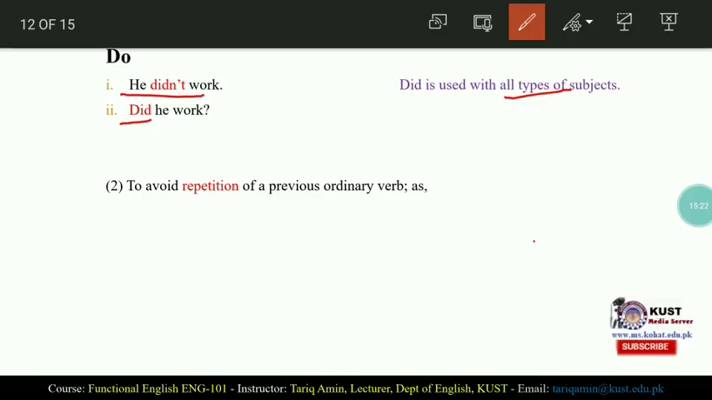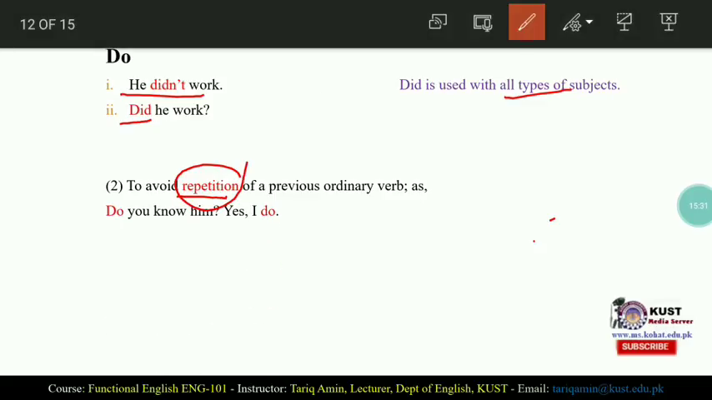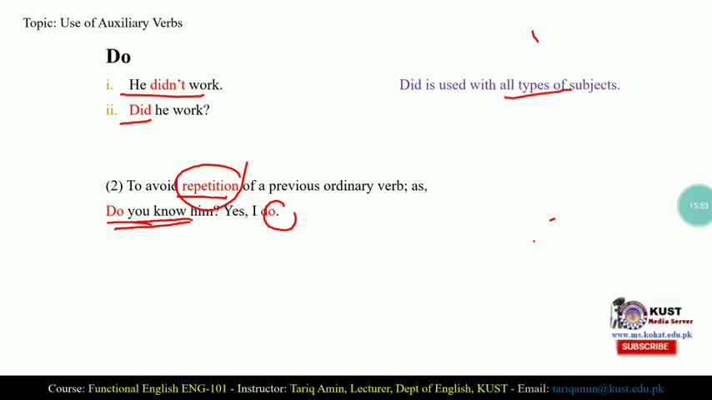It is also used to avoid repetition of a previous ordinary verb. How? Let's discuss an example. Do you know him? This is an interrogative sentence. In order to avoid repetition of this word, the answer is, yes, I know him, we use do. Yes, I do. Instead of using the verb know, we use I do in order to avoid repetition.